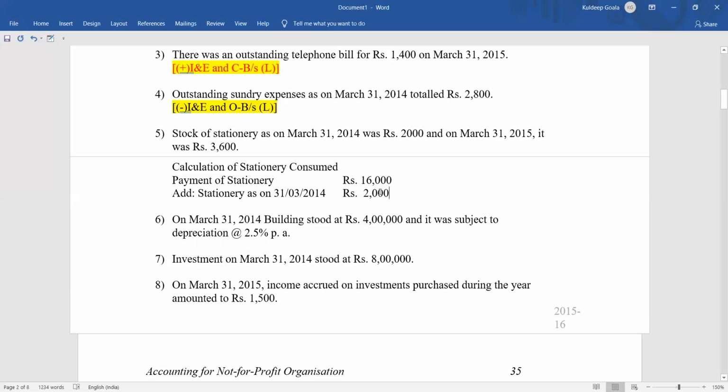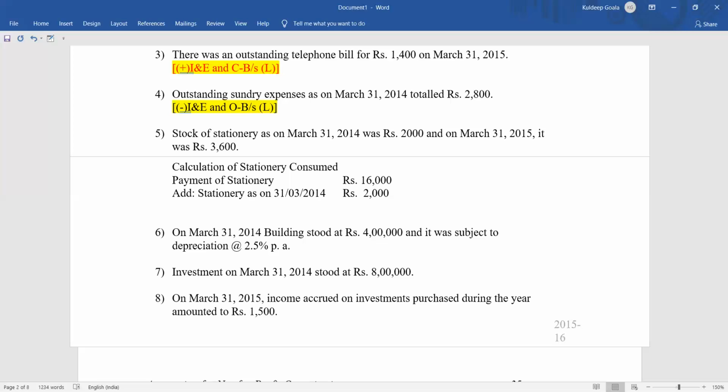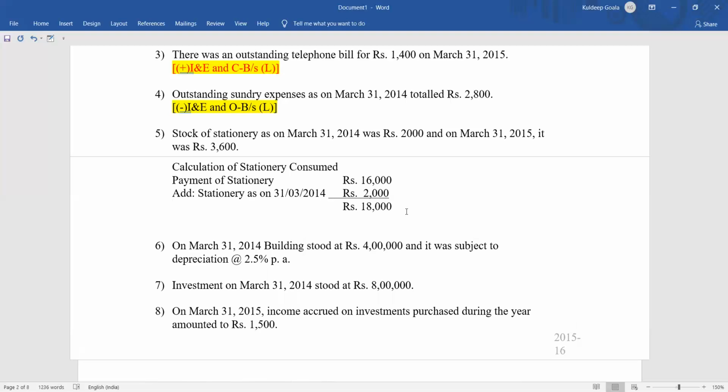Here, the total stationery available will come to how much? We have got 18,000 rupees of stationery now. This is our stationery available with us. Now, less what we are going to do, the stationery that still remains as closing stock, less stationery as on 31st of March 2015.